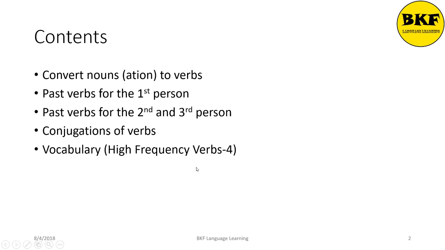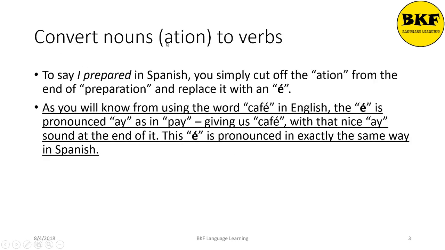So let's start. Okay, so converting nouns that end in ATION to verbs. If I want to say I prepared in Spanish, you simply cut off ATION at the end from the preparation and we replace it with an E, with an accent mark. So we all know the pronunciation of cafe in English, so the same pronunciation will be followed in Spanish as well. As we have already discussed, the accent mark signifies the place where stress needs to be placed.